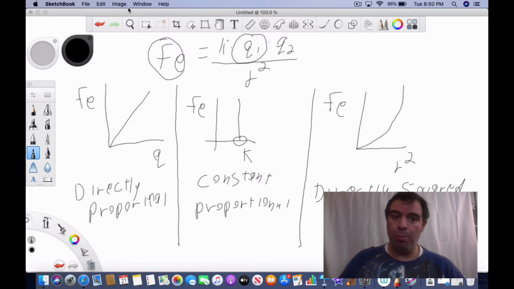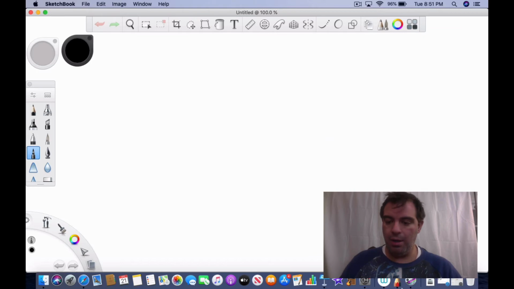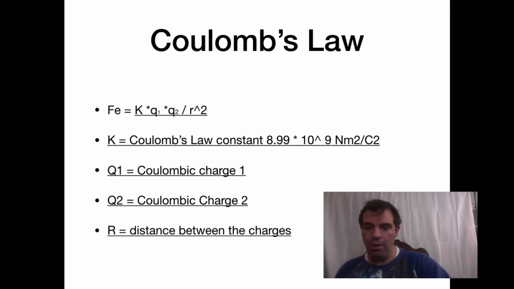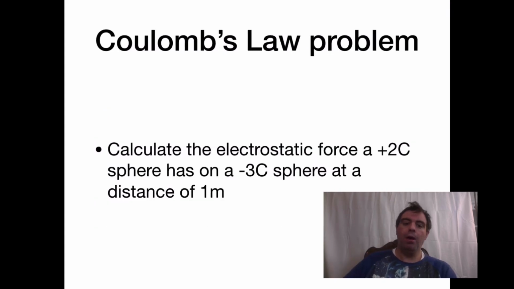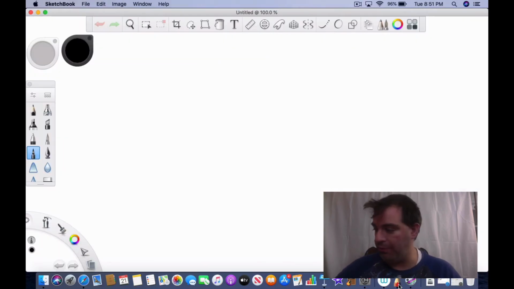So now that we know the proportionalities, and I hope you remember them from class, we're going to go into a new flip book. But before we go into that, let's do our first problem. Going back to the PowerPoint presentation, let's say we have the following problem. We have to calculate the electrostatic force of a positive 2 coulomb sphere on a negative 3 coulomb sphere at a distance of 1 meter. Let's draw the problem so we understand exactly what they want from us.